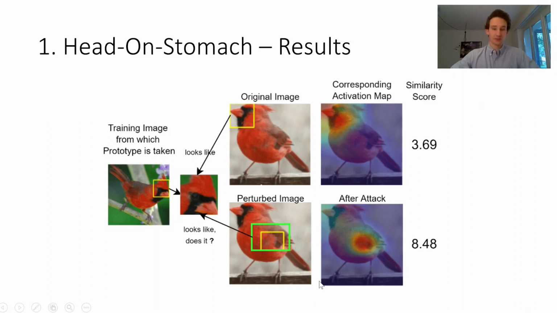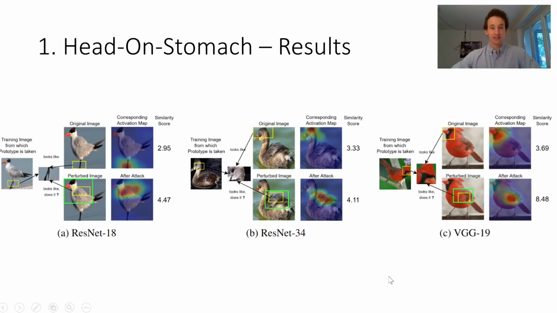Interestingly, the ProtoPNet is even more confident that the area around the stomach looks similar to this prototype than what it originally did here around the beak. Here are some further results using different backbones.